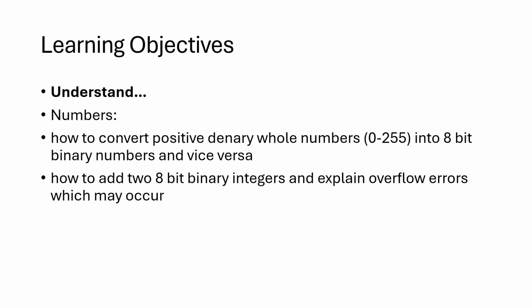So the lesson objective is on the numbers, how to convert positive denary numbers. Denary numbers means numbers that we humans understand, base 10, into 8-bit binary numbers. And the reason we do this is so that we understand how the computer works. Because if you understand how the computer works, then you will be a better computer scientist.